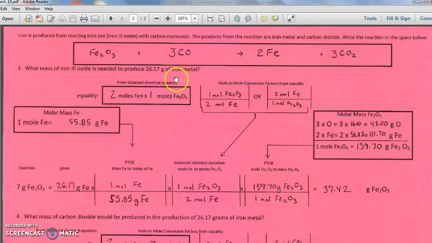And we see from this equation that 2 moles of Fe require 1 mole of Fe2O3. We can write the equality two ways. We can put moles of Fe2O3 on top and 2 moles of iron on the bottom, or I can put the 2 moles of iron on top and the 1 mole of Fe2O3 on the bottom. Every equality can be written two ways. So how do I know which one of these to pick?